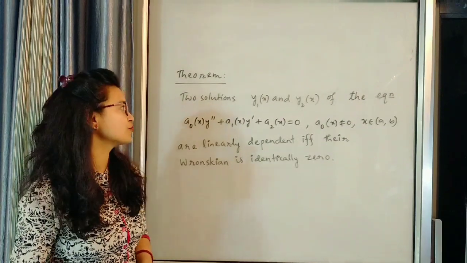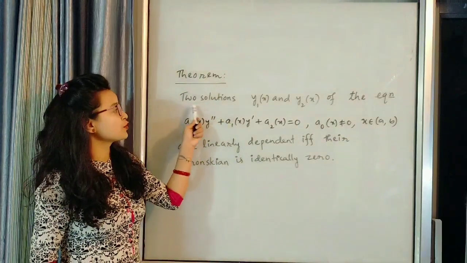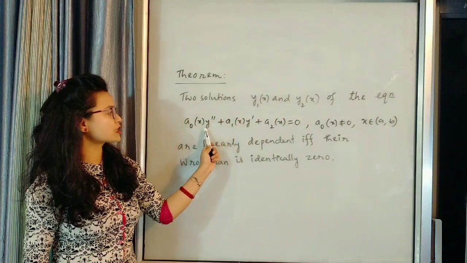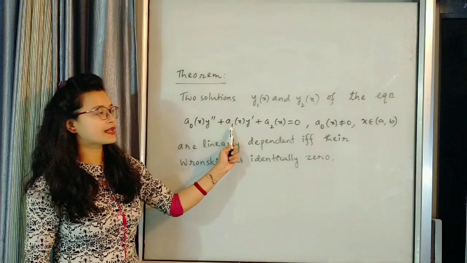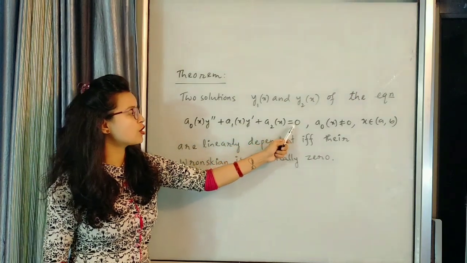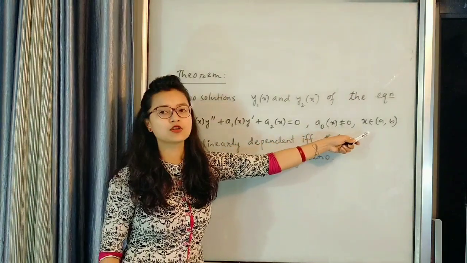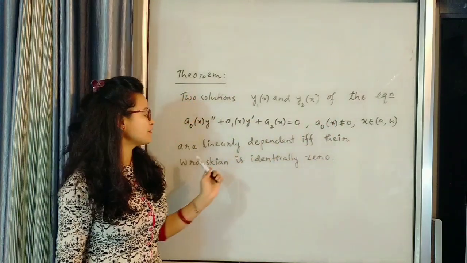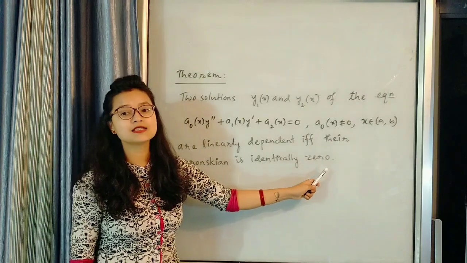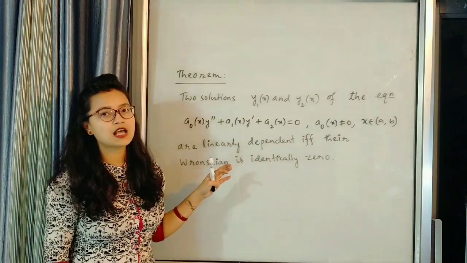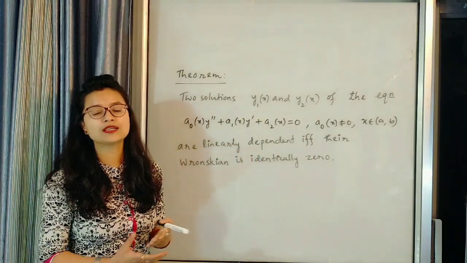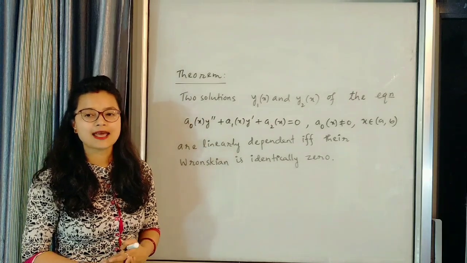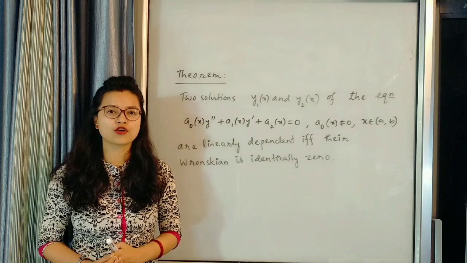Now let us look at a theorem which states that the two solutions y1(x) and y2(x) of the differential equation a0(x) y'' plus a1(x) y' plus a2(x) y equal to 0, where a0(x) is non-zero and x belongs to (a,b), are linearly dependent if and only if their Wronskian is identically 0. This theorem is helpful to determine whether the solutions of the differential equation are dependent or independent. Next, we will look at the proof of the theorem.